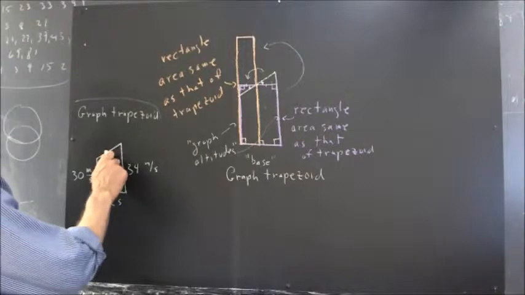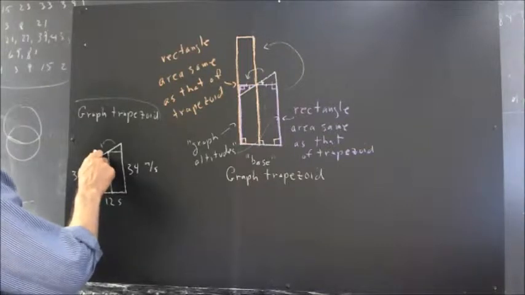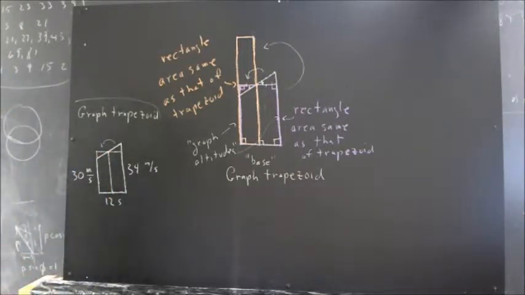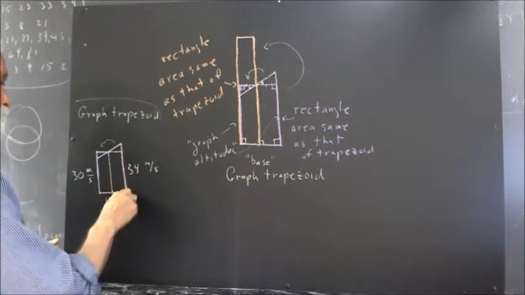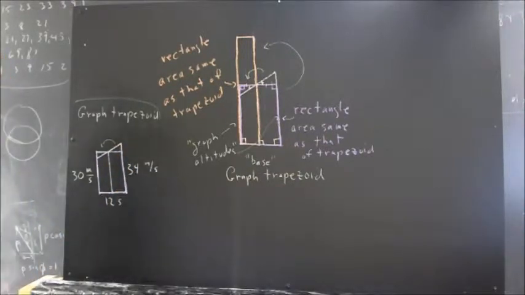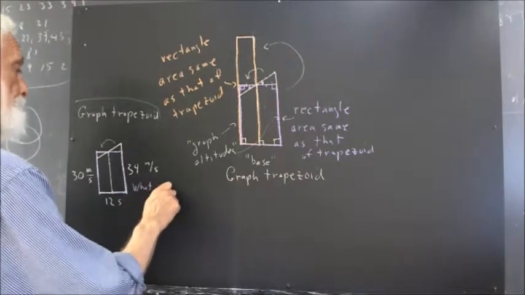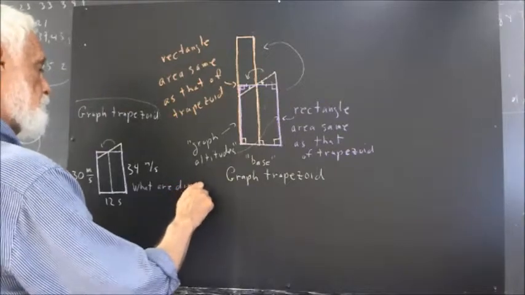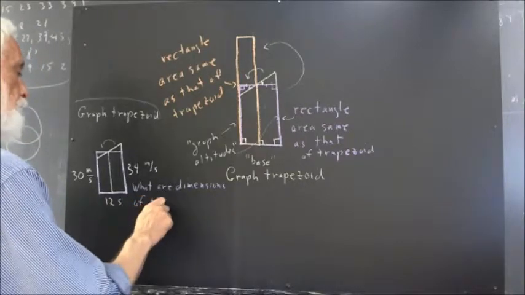And we trim off this triangle here, we put it down here, and we get this triangle, so that again, we've got a rectangle of equivalent area. Okay, so now my question is, what are the dimensions of this rectangle?